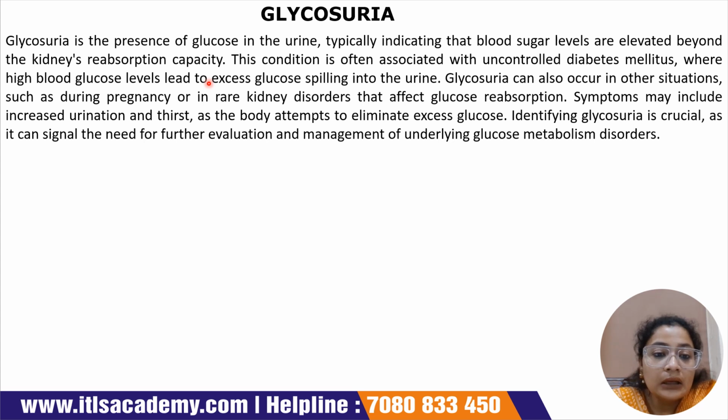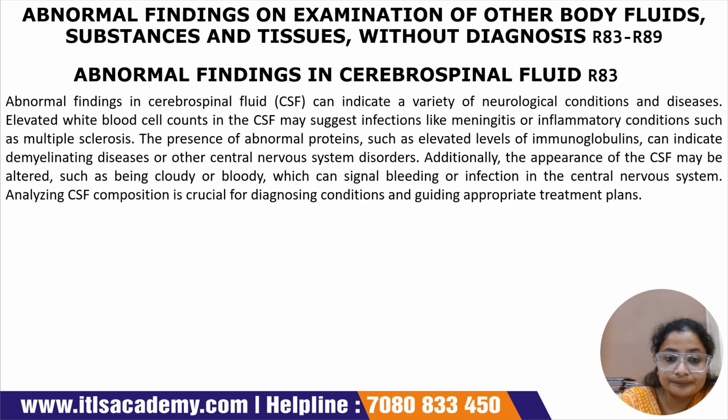This condition is often associated with uncontrolled diabetes mellitus, where high blood glucose levels lead to excess glucose spilling into the urine. Glycosuria also happens in the condition of diabetes insipidus. Glycosuria can also occur in other situations such as during pregnancy or in rare kidney disorders that affect glucose reabsorption. Symptoms will include increased urination and thirst as the body attempts to eliminate excess glucose. Identifying glycosuria is crucial as it can signal the need for further evaluation and management of underlying glucose metabolism disorders.